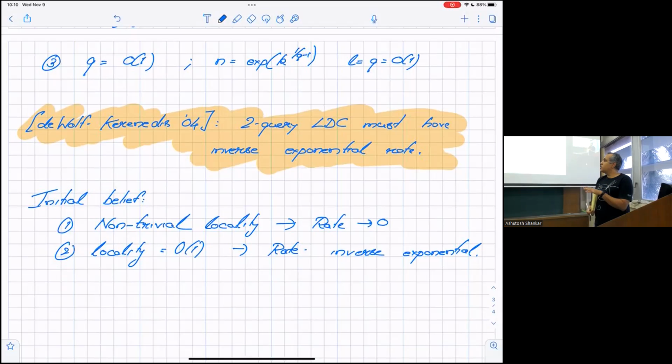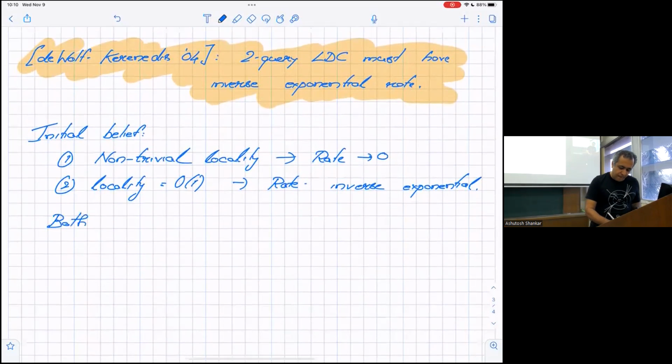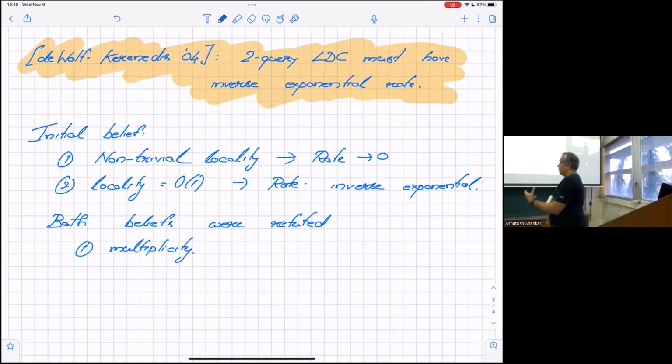Around 2009 to 2013, a little more than a decade ago, we actually came up with code constructions which refuted both these conjectures. We will see both of these in the rest of the course. Both beliefs were refuted. The first is via something called multiplicity codes. That is, you could get non-trivial locality with rate approaching 1.